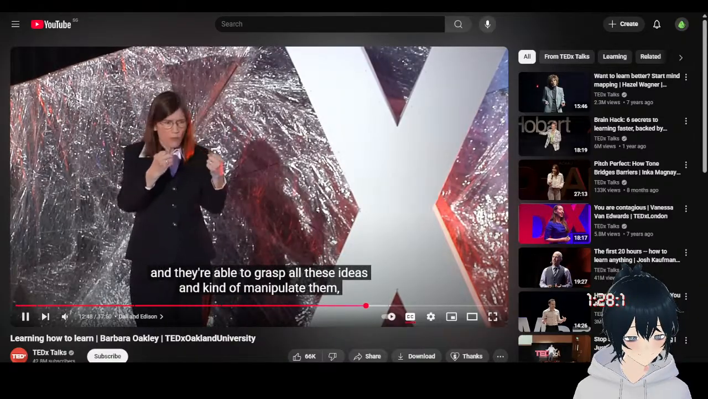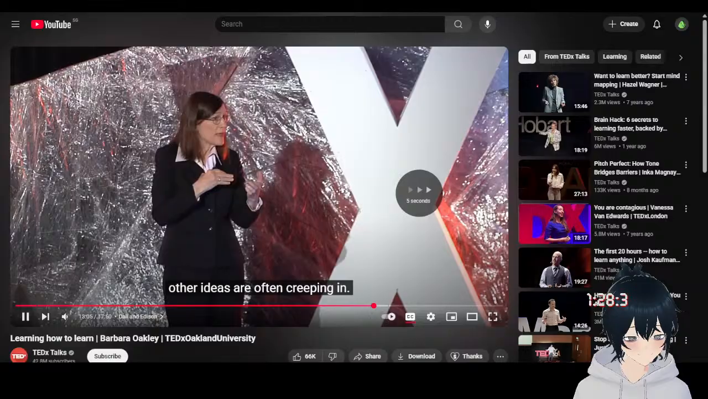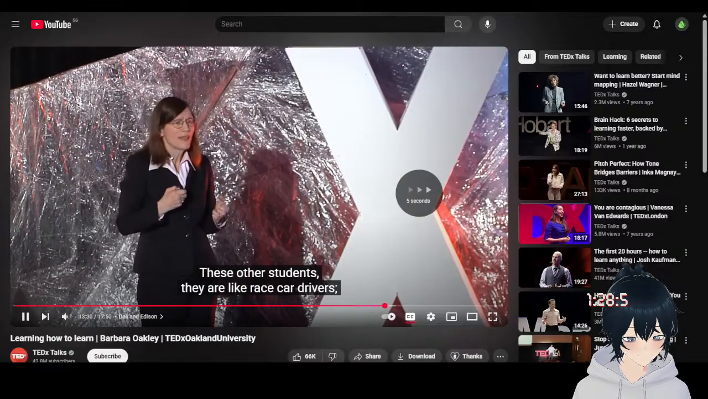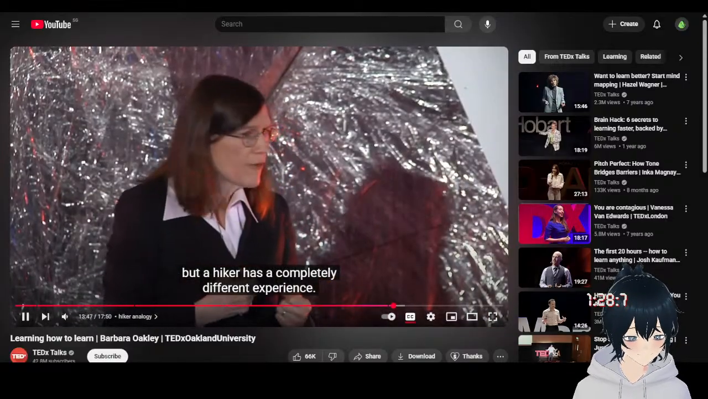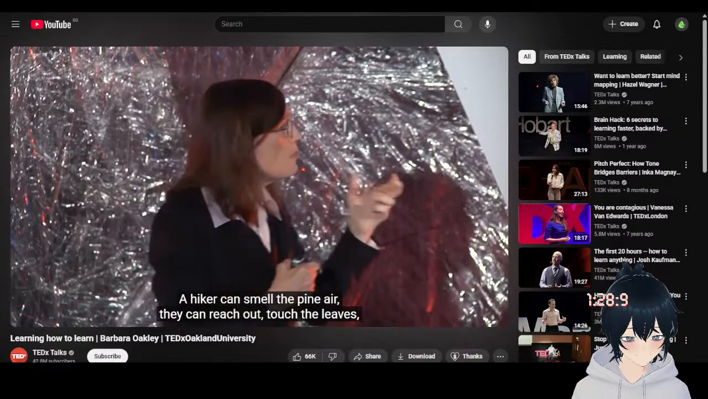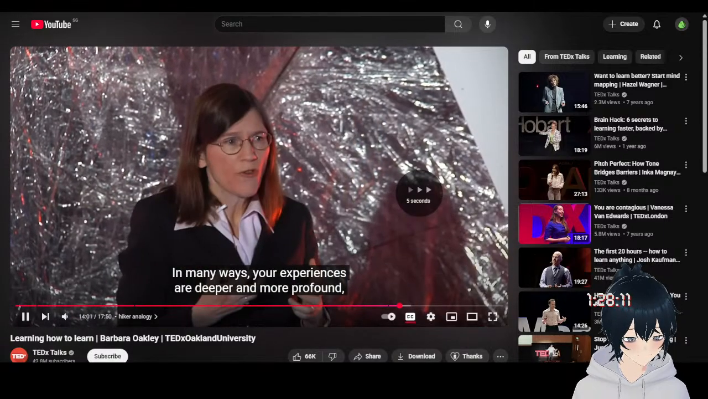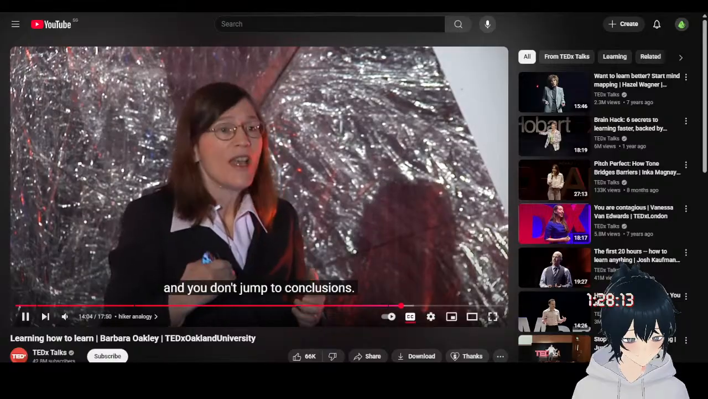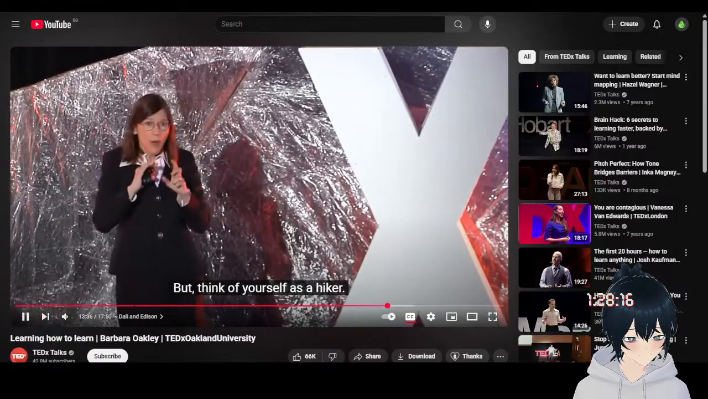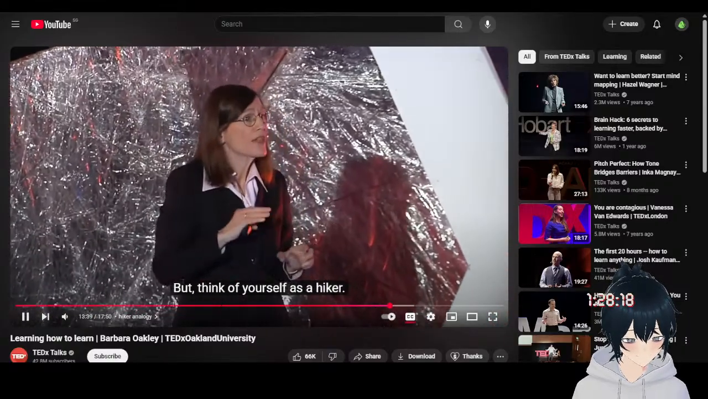If they're able to grasp, you are more creative. A hiker has a completely different experience. A hiker can smell the pine air, they can reach more profound, and you don't jump to conclusions. So think of yourself as a hiker.